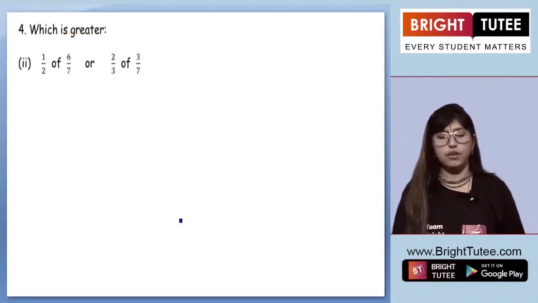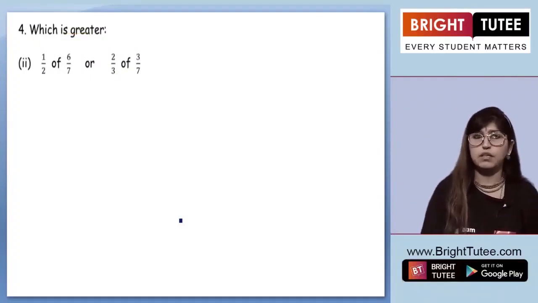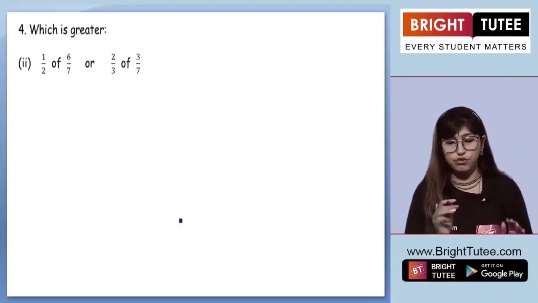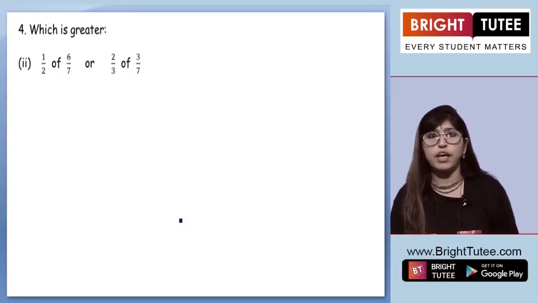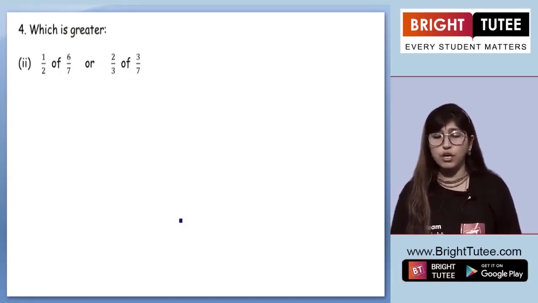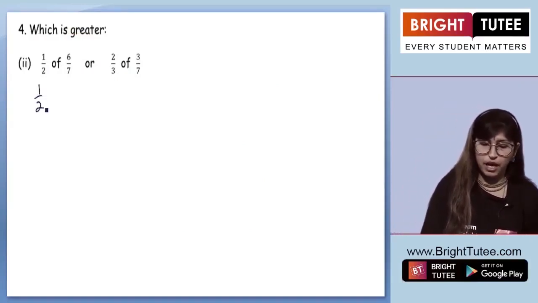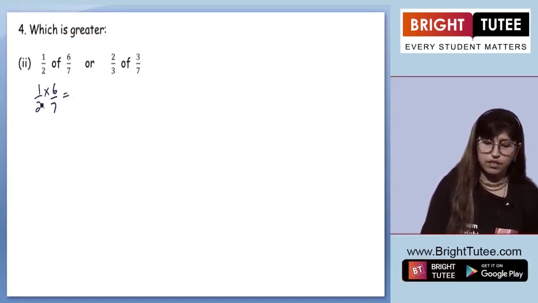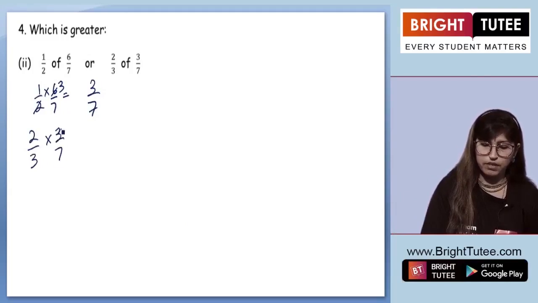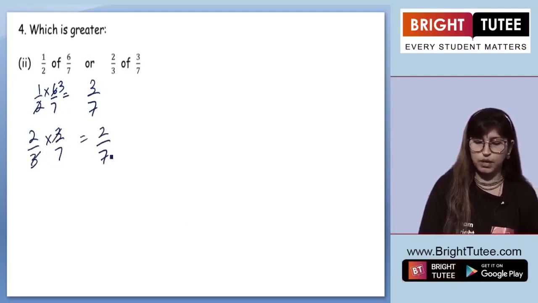Let's move on to the second part of it. Again, we'll be doing the same thing. Again, be with your pen and paper. Try to solve these questions here itself, so that if you have any doubt, you can clear it here itself. So, we'll be getting half of 6/7. You can cancel this out, so we'll be getting 3/7. Over here, we have 2/3 of 3/7. You can cancel it out, we get 2/7.